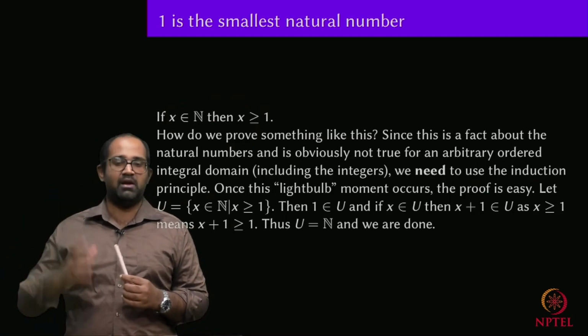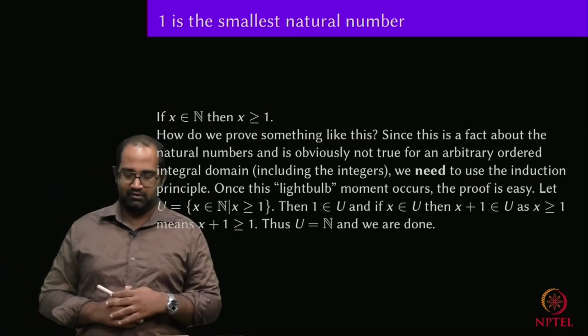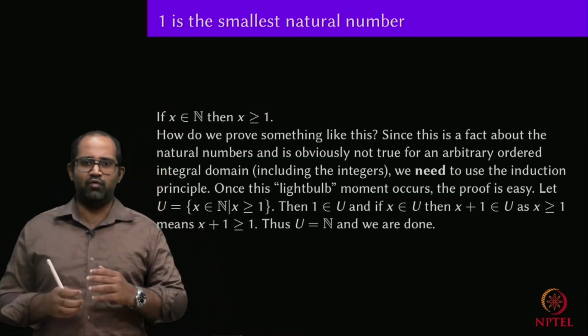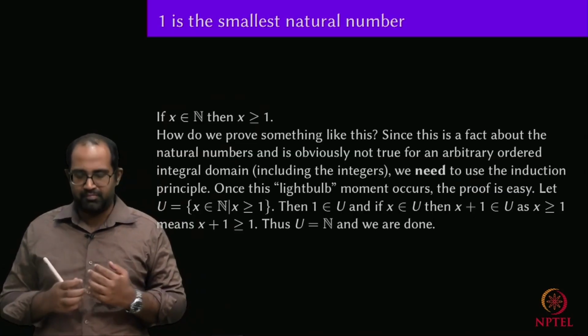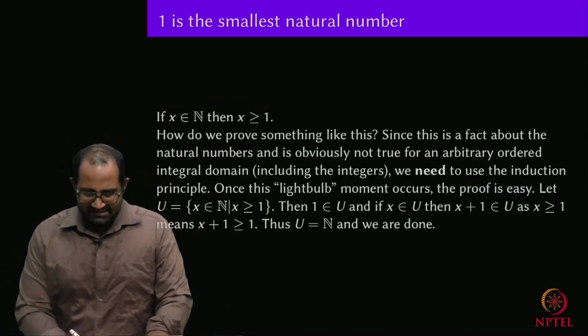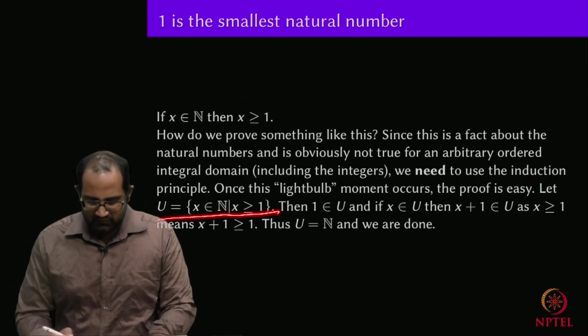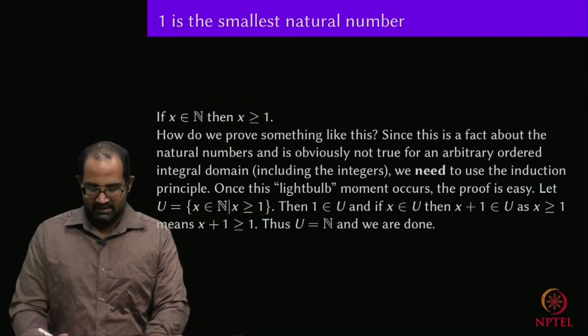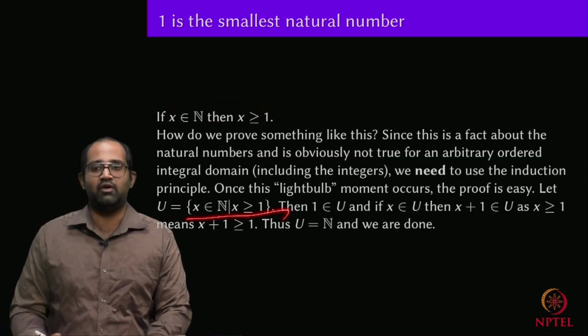So this is the light bulb moment. We need to use induction. How does the proof go? Well, all of these proofs, as I have used the remark before, smell the same. You look at the set U, which is the set of all x in N such that x is greater than or equal to 1.